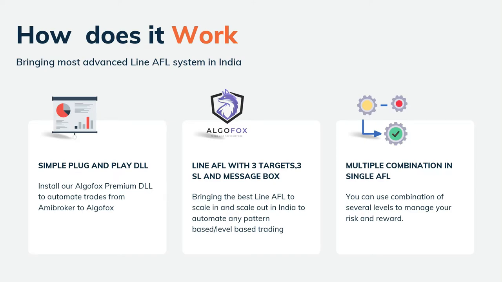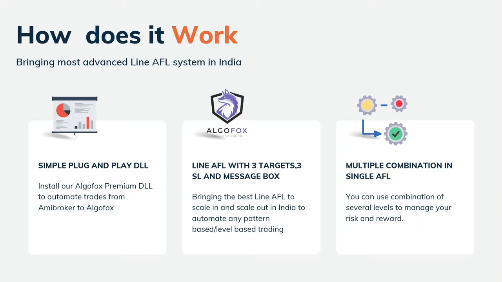How does this work? So here are the steps that it works in. First, it's a simple plug and play DLL. Our team will install an exe based application. That application will run and it will automatically copy the necessary AFL into AmiBroker. Now this line AFL is very advanced and probably the most advanced line based trading setup in India. It comes with 3 targets, 3 stop loss and a message box to show you the live status of every order with the MTM. Since there are 3 targets and 3 stop loss, you can have multiple combinations in a single AFL.